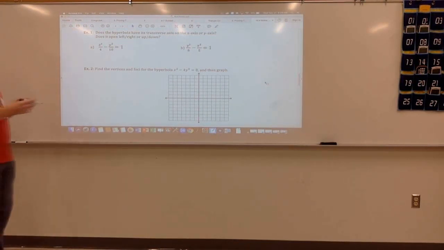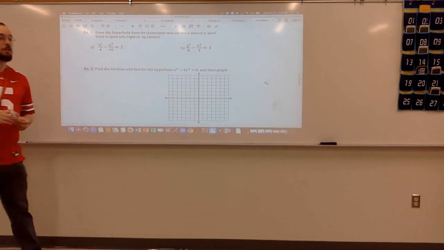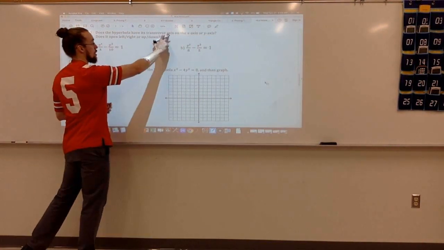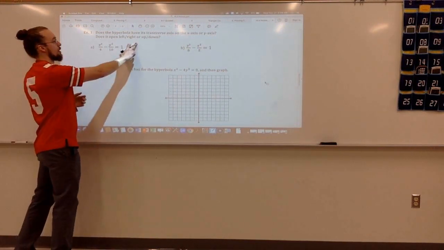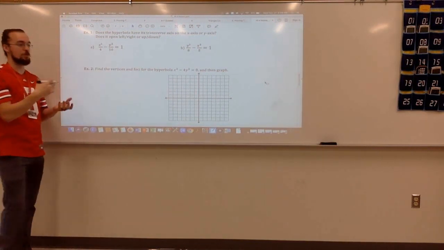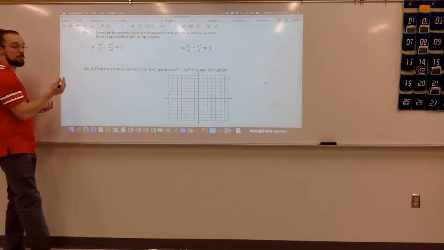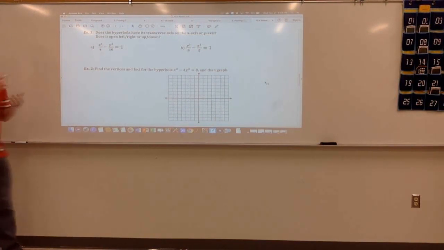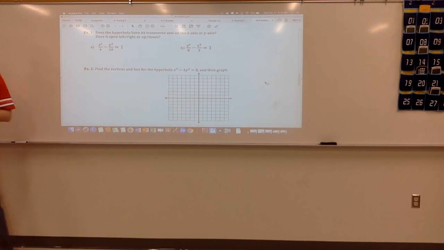Okay, the transverse axis. I guess it would actually make sense to ask the second part first. Does it open left and right or up and down? Left and right, because x is positive, right? So then the transverse axis is the axis that connects the vertices.